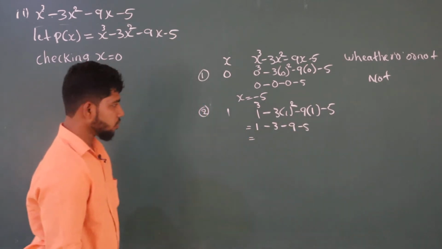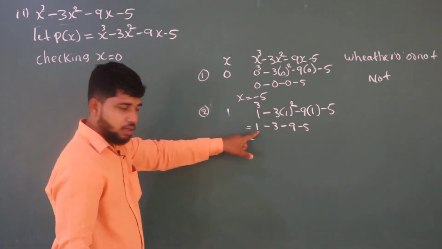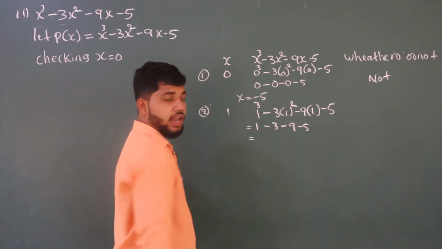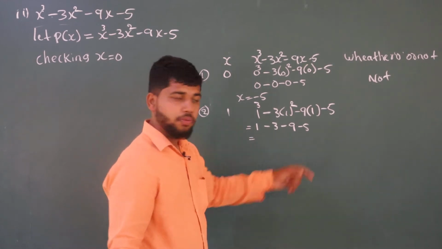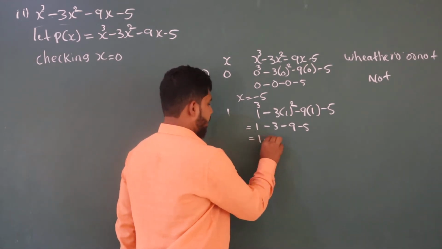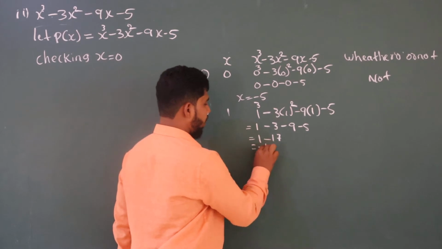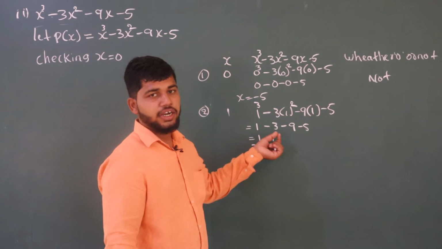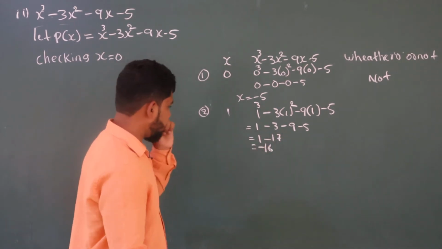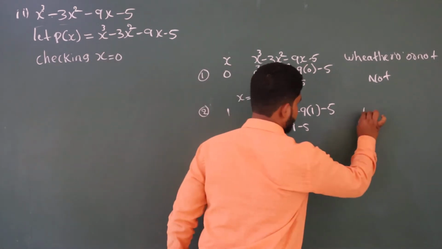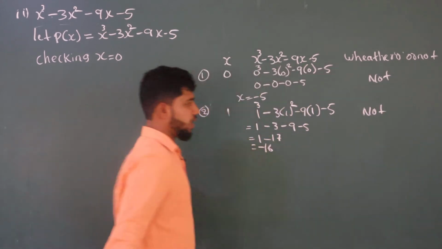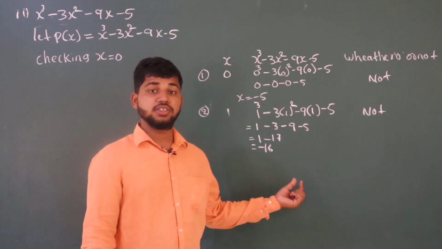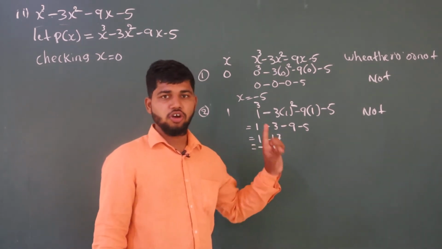Now here 1 minus 3 minus 9 minus 5. 3 plus 9 is equal to 12, 12 plus 5 is equal to 17, so minus 17. The answer is equal to minus 16, because the greater number is minus 17. Now the answer is minus 16. It is also not possible. If you take the value 1, you must get 0, but you got minus 16. It is also not possible.